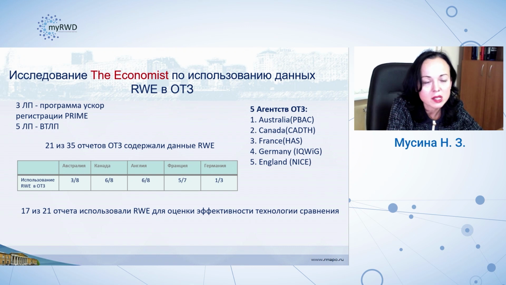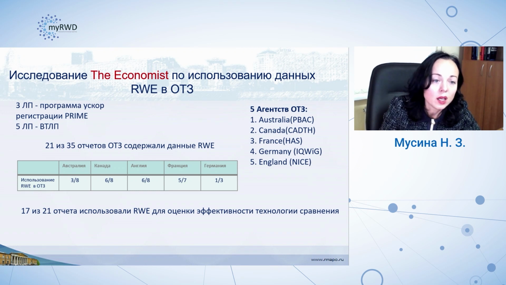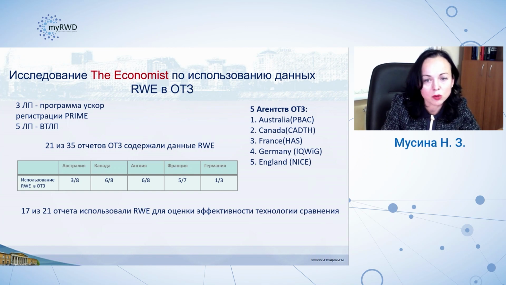Here you see these 5 agencies from Australia, Canada, France, Germany, and England. And you see, there were 35 reports, and in 21 of these reports, the company presented real-world data, real-world evidence. So the most advanced in the use of RWE are England and Canada. They have more active assessments in this respect. Germany is more conservative.